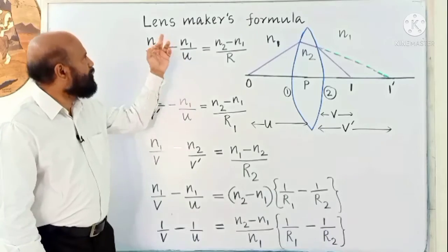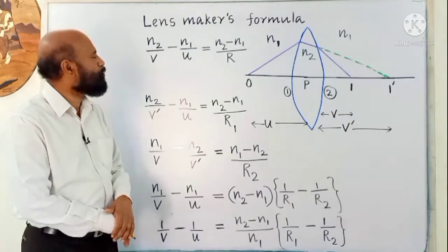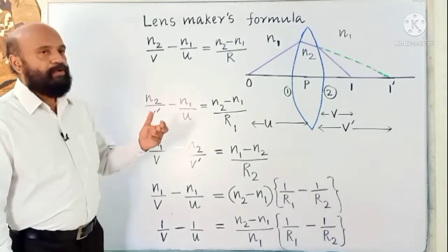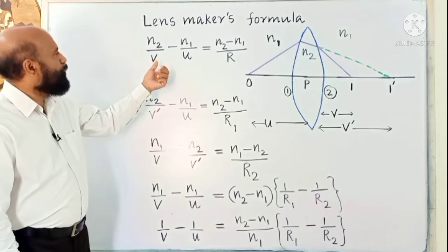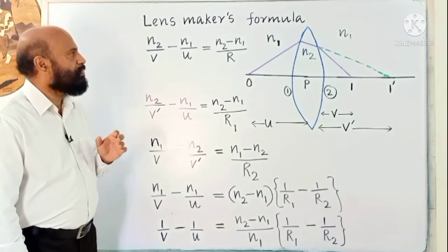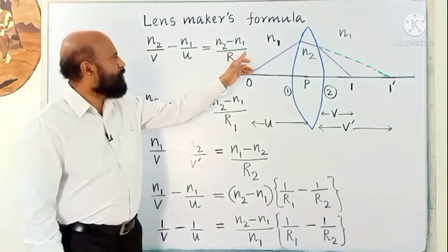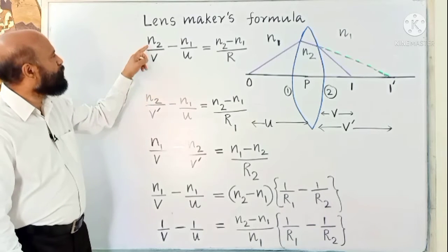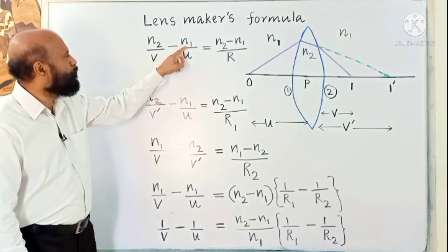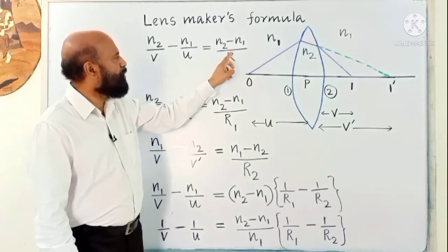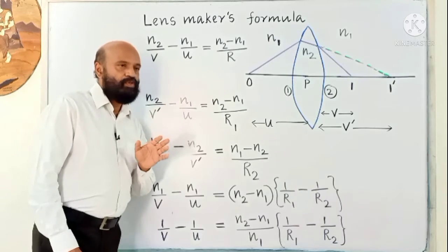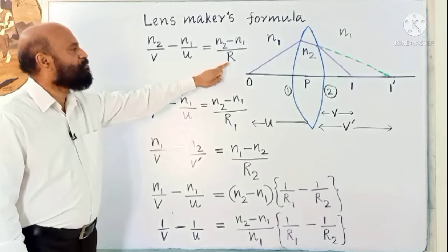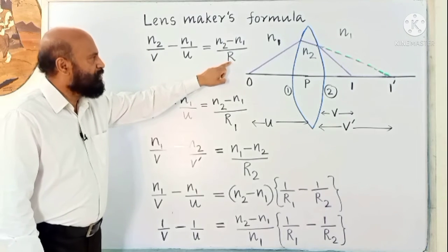In this video, let us see the lens maker's formula and the lens equation. In one of my videos, I have explained refraction at a single spherical surface. This is the equation for refraction at a single surface: N2 by V minus N1 by U is equal to N2 minus N1 by R, for a spherical surface separating two media with refractive indices N1 and N2, and whose radius of curvature is R.